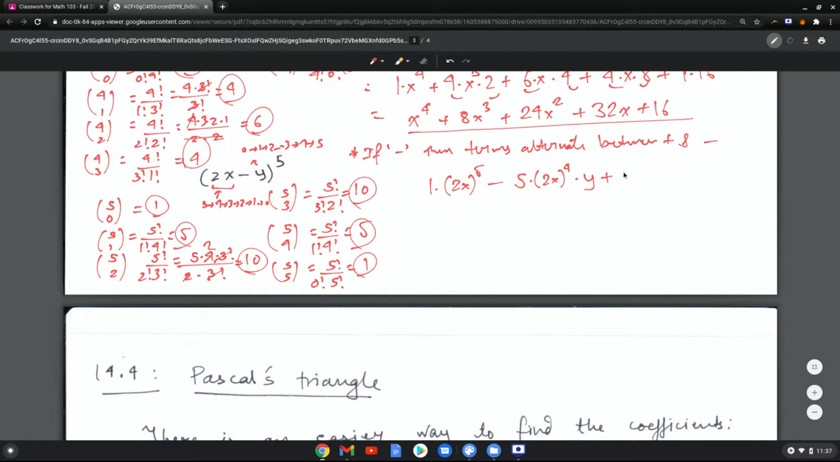Then it's going to be a plus with the next number. 2x, power reduced by 1, power of y goes up by 1. Then I have a minus 10, 2x squared, y cubed. And I have a plus 5, 2x, y to the 4, and lastly I have minus, and in this case it's 1 times, no more 2x term, y to the power 5.